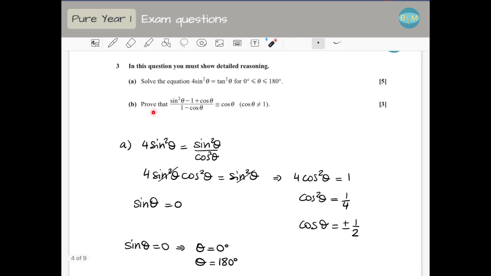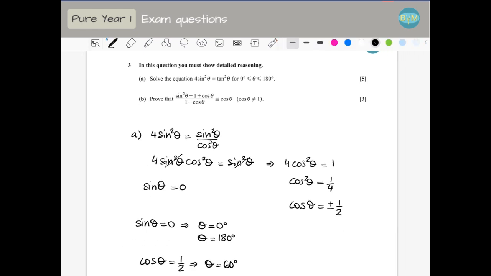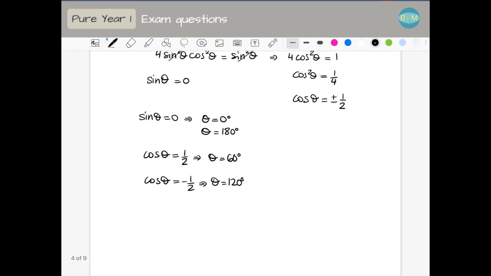Then I have to prove this identity. Remember, with identities, I'm not going to move things from right to left, so I'm not going to multiply, for example, this 1 minus cos. I'm going to work with the left-hand side until I get the right one, or with the right-hand side until I get the left one. In this case, I'm going to work with the left-hand side because I cannot do much with the right. So, for example, we can substitute the sine squared by 1 minus cos squared. So I'm going to write, instead of sine squared, 1 minus cos squared.